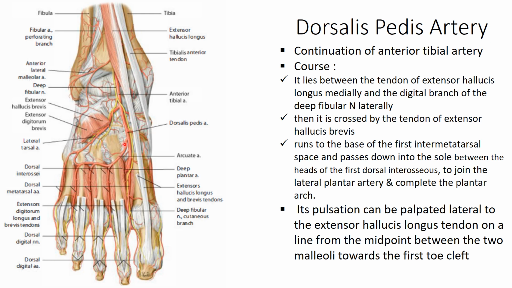So its pulsation can be felt lateral to the tendon of extensor hallucis longus on a line from the midpoint between the two malleoli towards the first cleft, where it lies on the navicular and medial cuneiform. Here its pulsation can be felt.